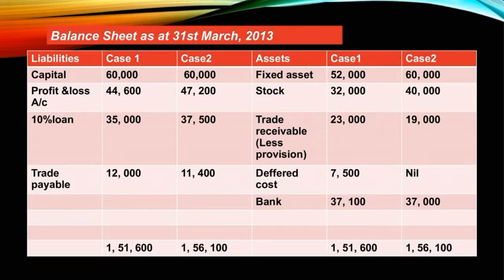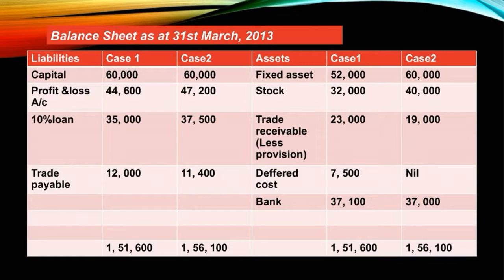Trade receivable: 25,000 minus 2,000 is 23,000, and 25,000 minus 6,000 is 19,000. Deferred cost: we have only debited 2,500 in the P&L account, so the balance 7,500 will be written on the asset side. But in non-going concern, we have written off the whole 10,000 in the P&L account. The bank balance is 37,000, there will be no difference at all. Capital: opening capital is given as 60,000, and there is no withdrawal or additional capital, so there will be no changes. Now the P&L account: opening P&L balance is given as 25,000.